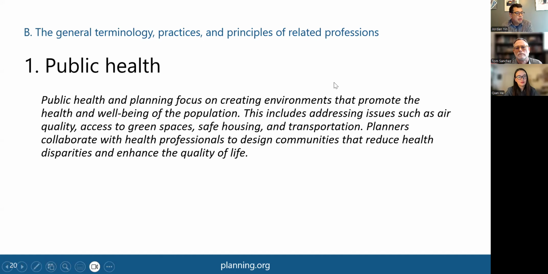Public health. Public health and planning focuses on creating environments that promote the health and well-being of the population. This includes addressing issues such as air quality, access to green spaces, safe housing, transportation. Planners collaborate with health professionals to design communities that reduce health disparities and enhance the quality of life.